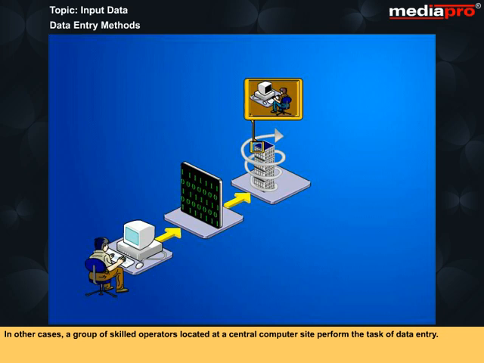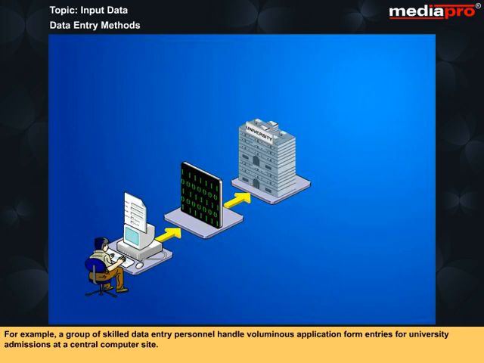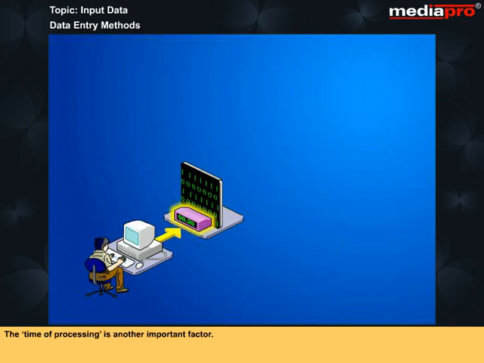In other cases, a group of skilled operators located at a central computer site perform the task of data entry. For example, a group of skilled data entry personnel handle voluminous application form entries for university admissions at a central computer site. The time of processing is another important factor.